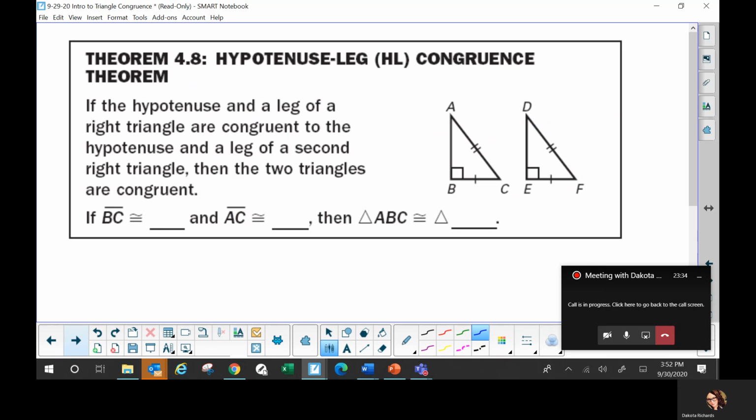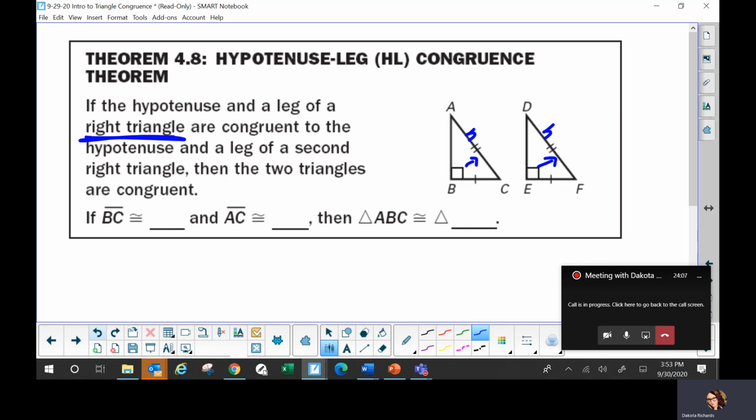Okay. And lastly, you have hypotenuse leg, and hypotenuse leg only works for a right triangle. Okay, it only works for a right triangle. And you have to be given the hypotenuse. First off, what is the hypotenuse? The hypotenuse is the longest side of the right triangle, and it's directly across from your right angle. Okay, so there would be your hypotenuse on that triangle.